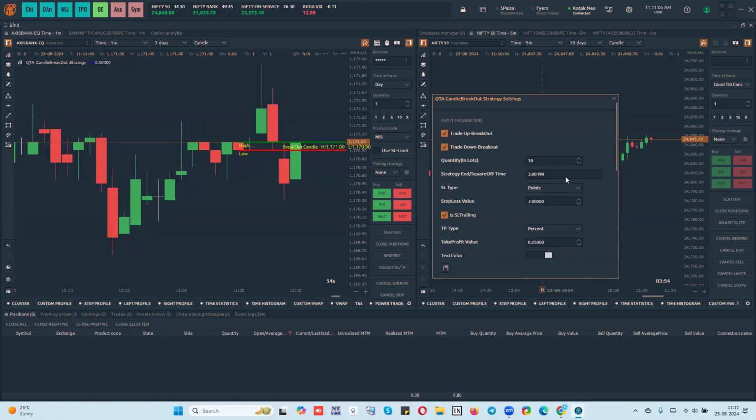So now that I've selected trade up breakout as well as down breakout, which means whatever candle that I select, the trade will take place in both the directions. But remember, if you have a trade in one direction, say buy side, you already have a trade under this particular algo, and the market breaks the downside, it will not execute a trade on the other side because you already have an open position. So to execute a trade on the other side, there should not be any open positions under this particular strategy.